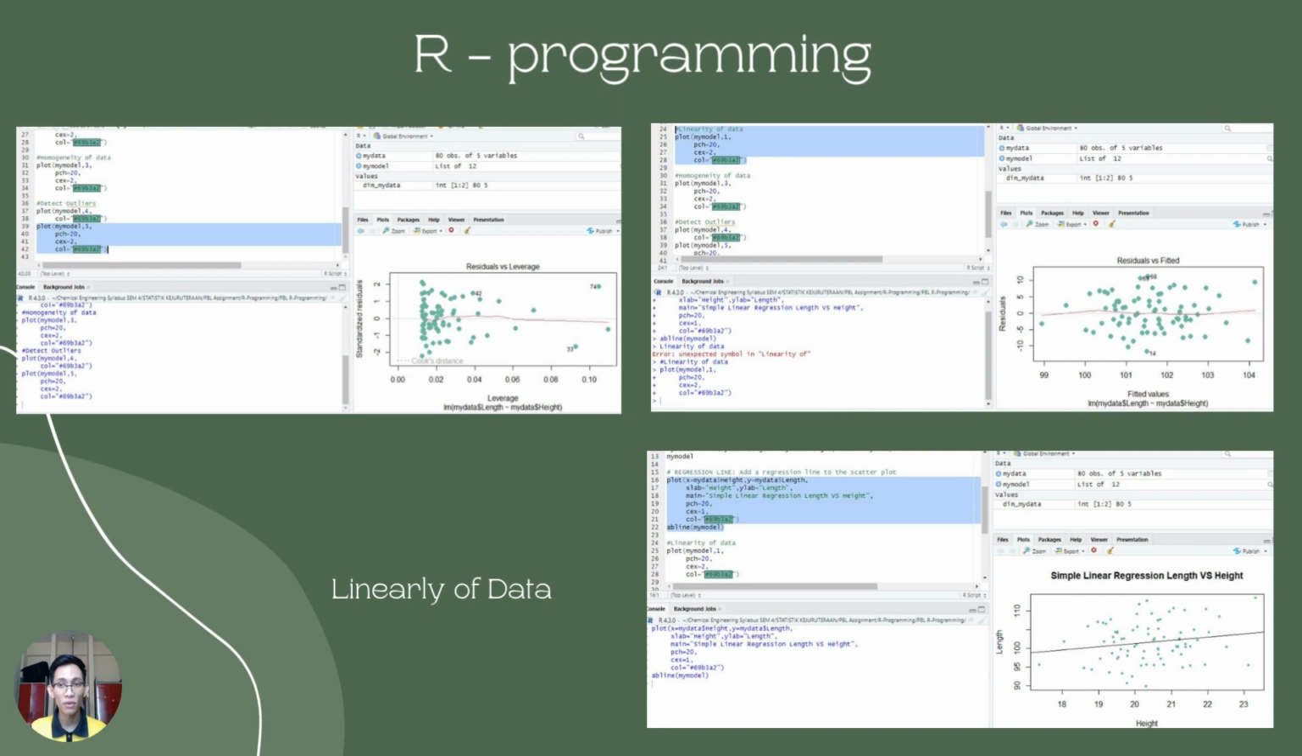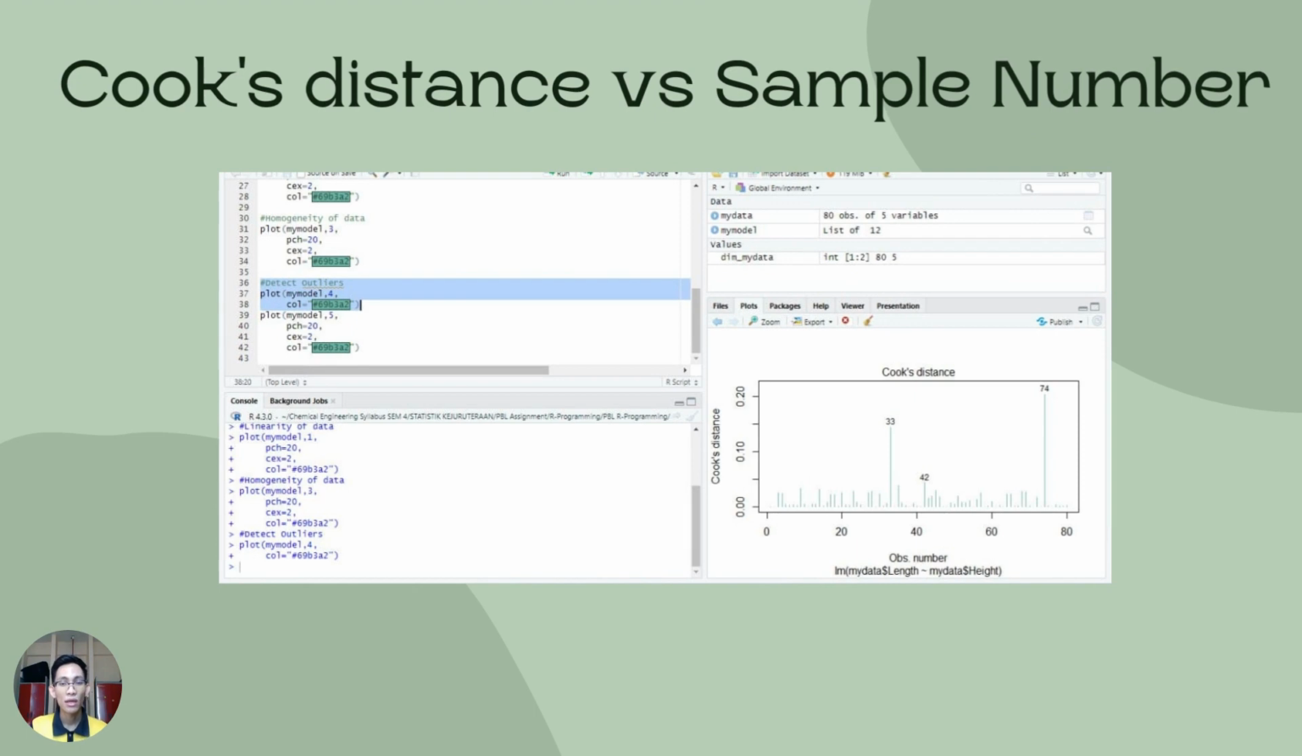There are three graphs plotted to determine their linearities by using different data set. The first graph showed the standardized residual versus leverage. The second graph showed residual versus fitted values, and the third graph showed a simple linear regression length versus height, where it is shown in increasing line slope. So we can see it is a linear. The purpose of doing Cook distance and sample number is to detect the outliers or the number of data that out of control. Here we can find out that there are three outliers data produced in R programming.